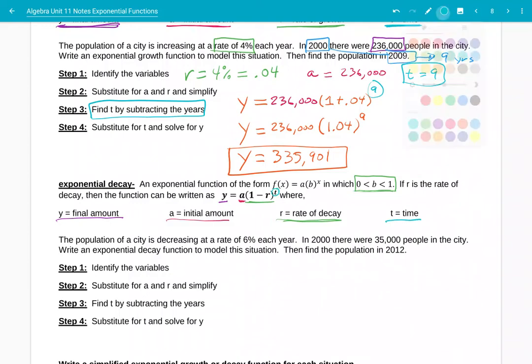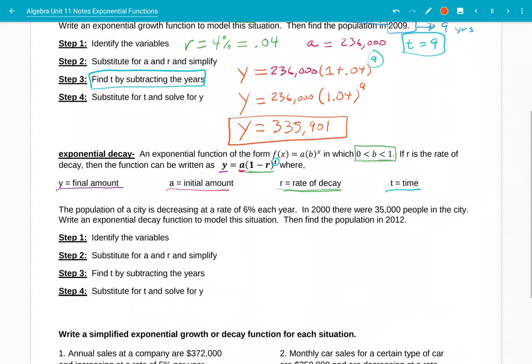Okay, so now we have a city. The population is decreasing at a rate of 6% each year. So there is the rate.